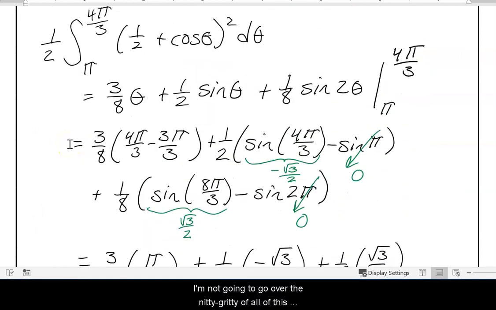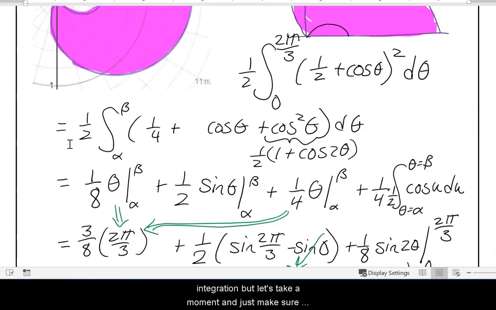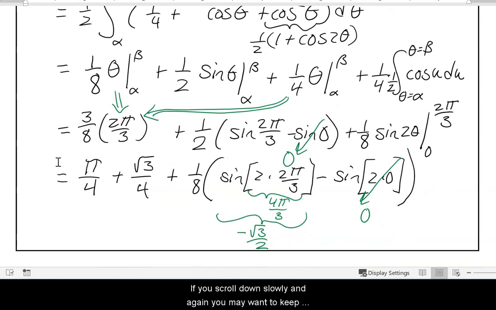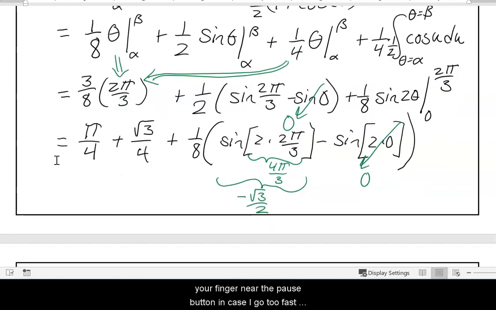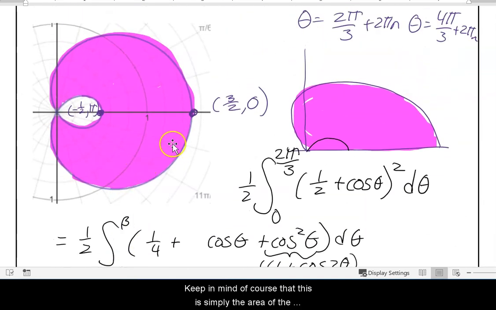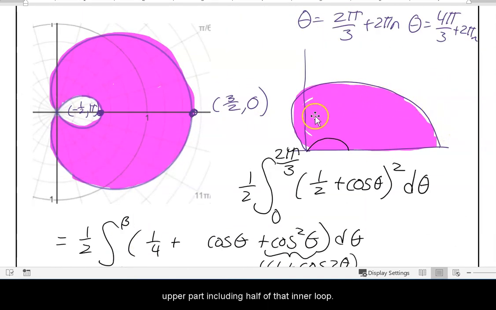I'm not going to go over the nitty-gritty of all of this integration, but let's take a moment and just make sure that you got what I got. Be very careful with your algebra and arithmetic, as it can take a long time to troubleshoot. If you scroll down slowly, and again, you may want to keep your finger near the pause button in case I go too fast, you should eventually arrive at the value of π/4 plus 3√3/16. Keep in mind, of course, that this is simply the area of the upper part, including half of that inner loop.